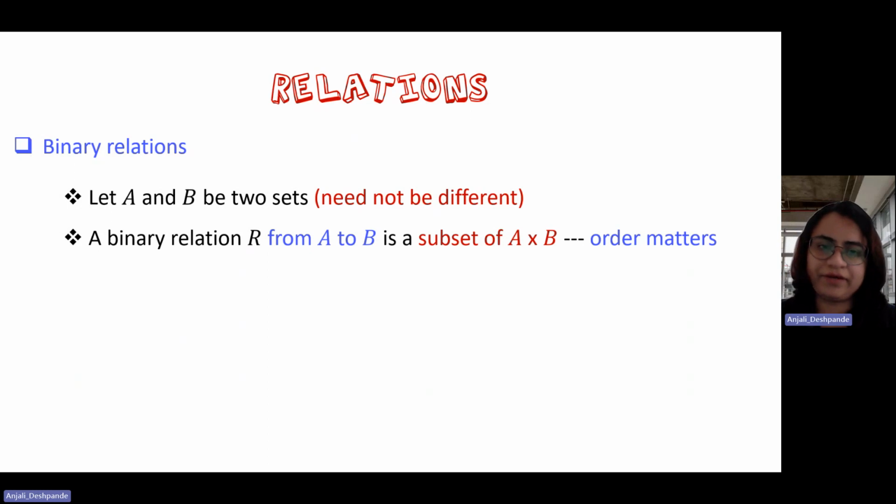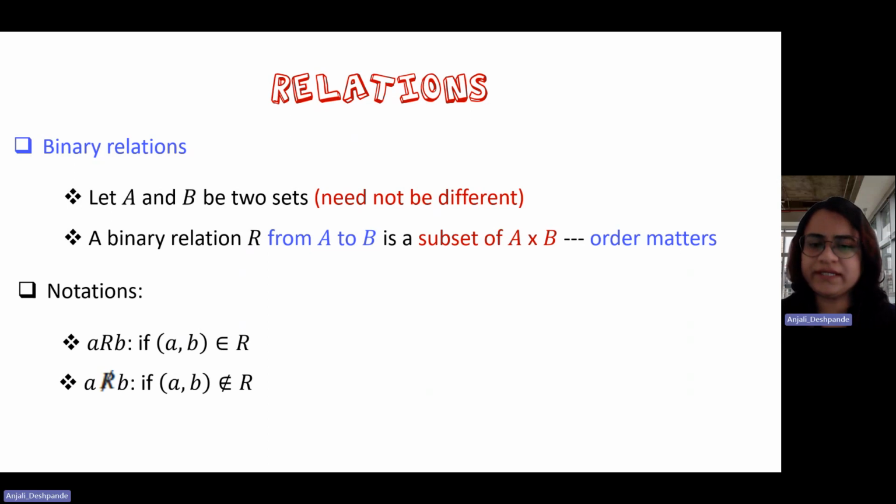Binary relations are relations defined on two sets. If I consider two sets A and B, they may be the same or they can be different. Then a subset of their cross product is a relation. These are the notations of relations. In a relation, if an element a is related to b, then I can write a R b. Similarly, if an element a is not related to b, in the sense that there is no pair (a, b) in the relation, then I can write a R-slashed b.